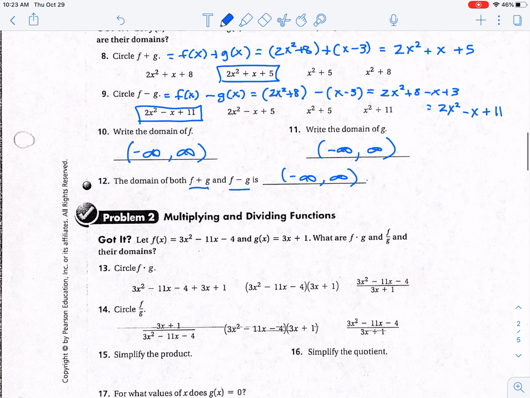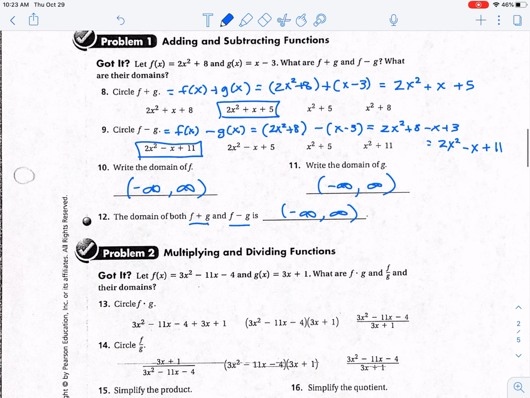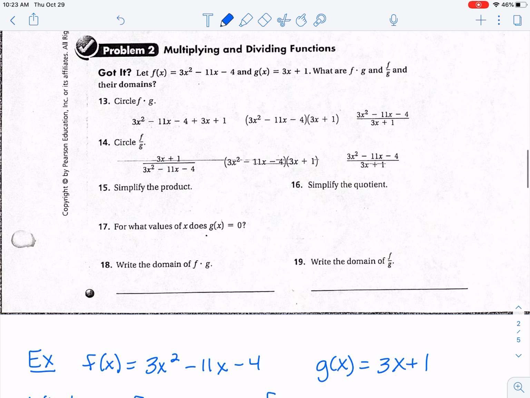So let's talk multiplying and dividing. So if I have a new function here, f of x equals 3x squared minus 11x minus 4, and g of x equals 3x plus 1. Circle f times g. All right, so that means you're taking the f of x function and you're multiplying it by the g of x function.